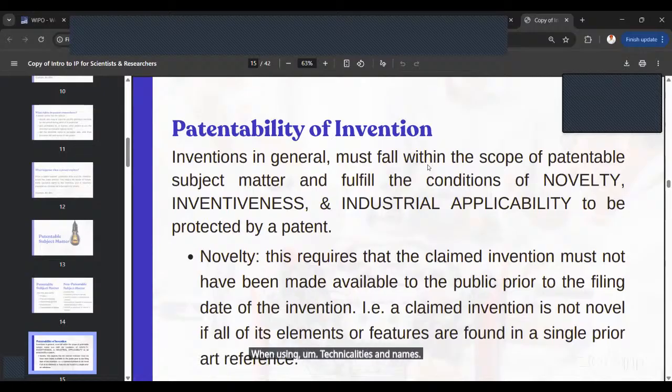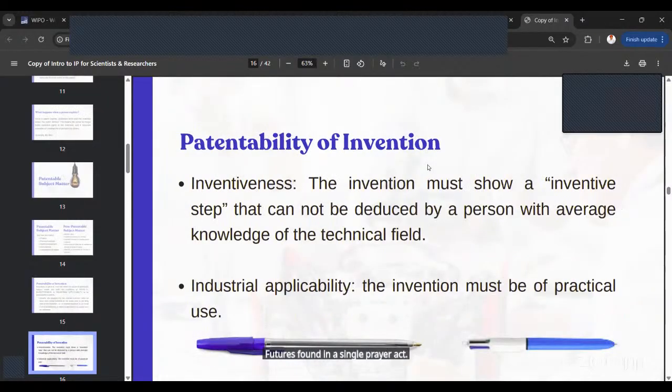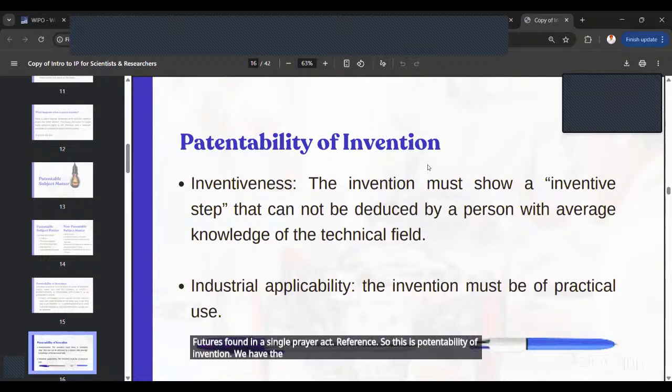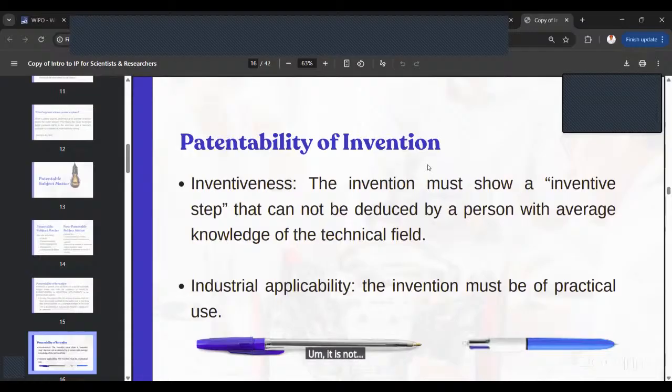So novelty, when it comes to patents, is absolute, just like we've all agreed. It means the invention has to be new around the world, and it should not have any features found in a single prior art reference. So this is patentability of invention. We have inventiveness, that is, it is not deducible by someone with average knowledge of the technical field. We call it PHOSITA, person skilled in the art. We also have industrial applicability, that is, the invention must be of practical use.